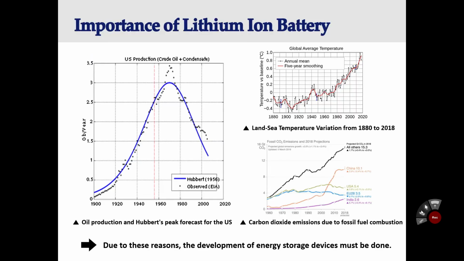Looking at the graph on the left, Hubbert predicted that oil production would decrease as the year 2020 approached. This supported the development of new technologies. The land-sea temperature graph shows an average rise and a sharp rise in temperature after 2000. Also, the use of fossil fuels increased the amount of carbon dioxide emissions.